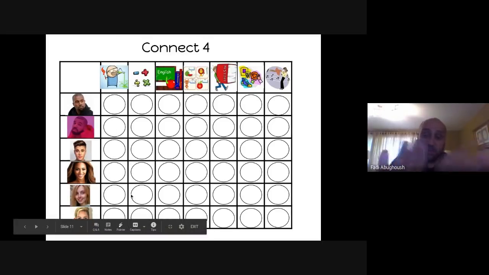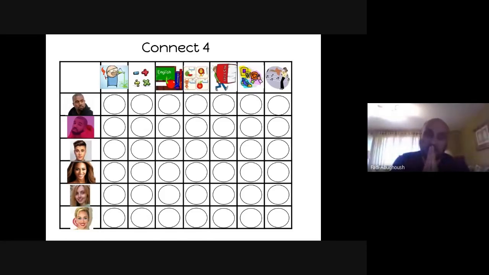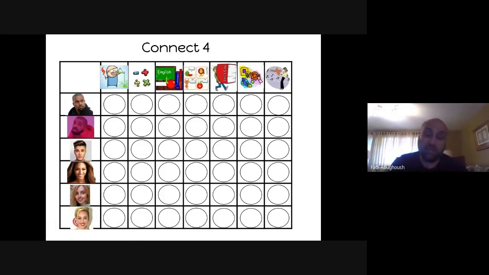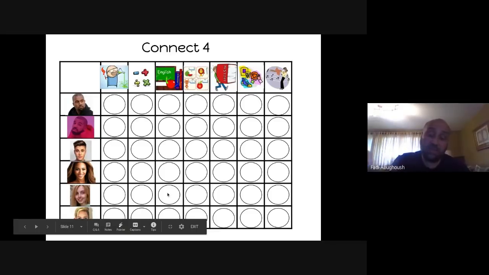So the students, you print out a board like this, and you give each two one paper. For me, I do elimination for all of them so we can use them more and more. So the students have to say sentences. For example, for Miley Cyrus, one of the students will say, my favorite subject is English. And she will put her initial here. Another student will say, for example, Ustaza Brittany's favorite class is math. You know what I mean?